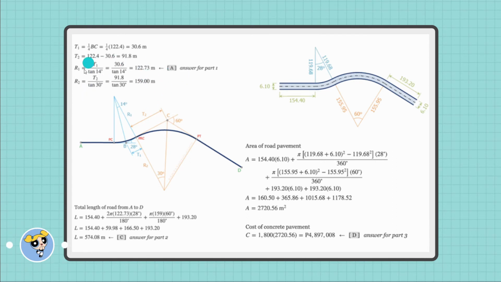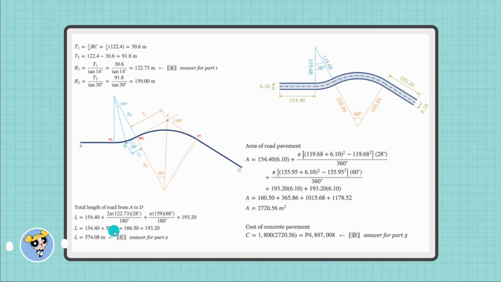So for the radius of the second curve, we have 91.8 over tangent of 30. As you can see, the second radius has an angle of 30 degrees. So 91.8 over tangent of 30 degrees is equal to 159 meters.